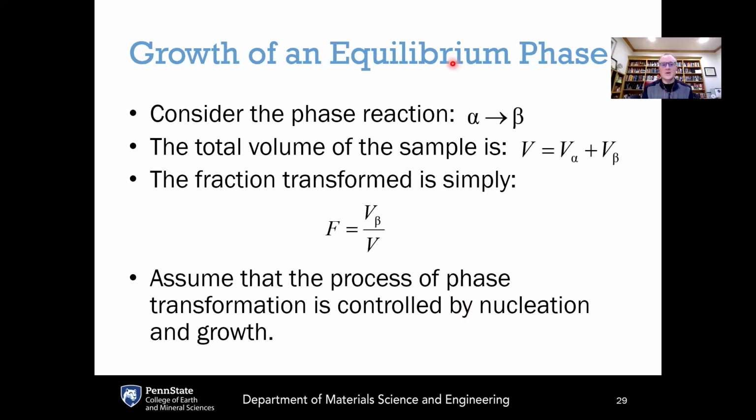So let's consider some phase reaction, where we've got some phase here, alpha, that's being transformed into a different phase, beta. So alpha is going to beta, and let's take the total volume of the sample, V, as equal to the volume of phase alpha, V alpha, plus the volume of phase beta, V beta. We can write the fraction of the transformation as simply F. So F is the fraction of the system that has been transformed into the new phase. That is simply the volume of that new phase beta divided by the total volume of the system, V.